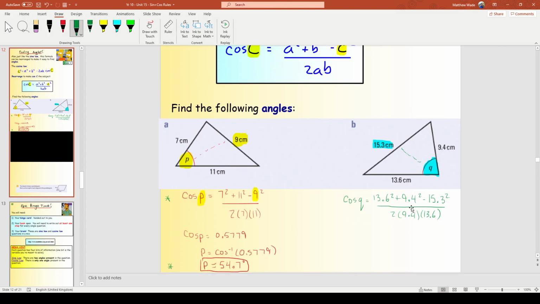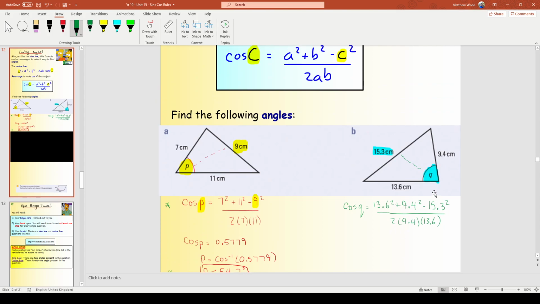Again, I know I keep saying it, but I'm going to say it again, unfortunately. Whatever the angle is that you want, that's what goes after the cos on the left. So cos C is going to be cos Q in this one. The side that's opposite is the C in the formula, which means the 15.3 has to be at the end.